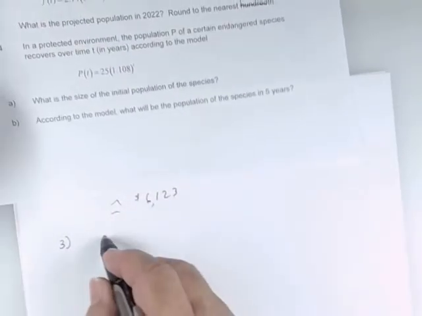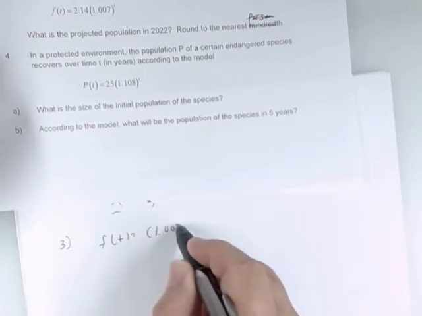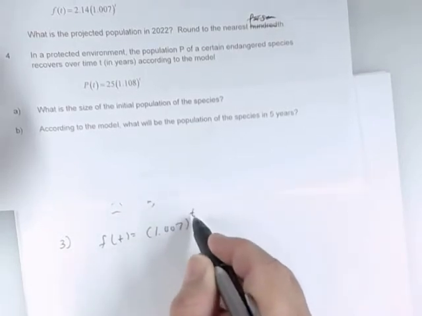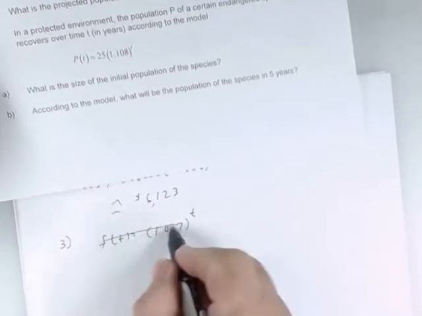All right, so let's look at this. You get f of t equals 2.14 times 1.007 raised to the t power.